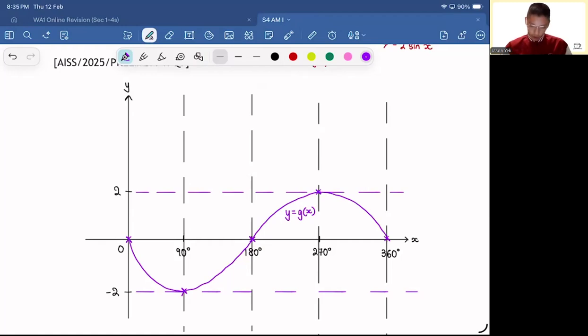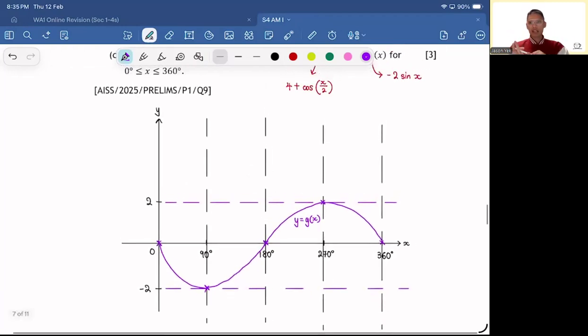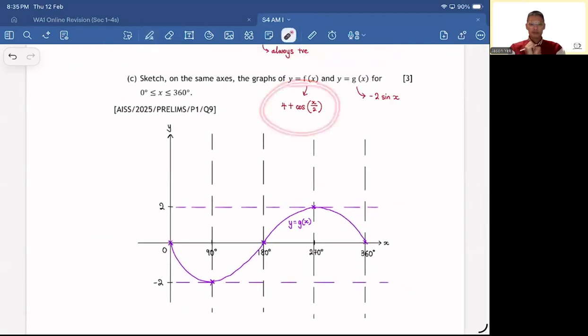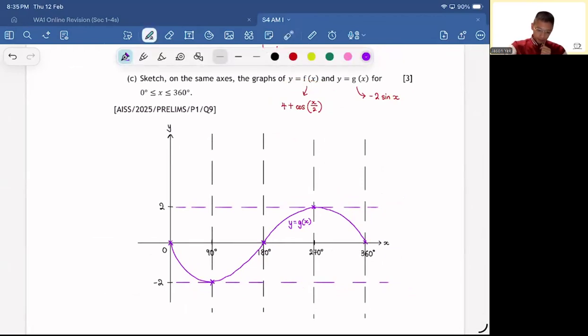Okay, and noting also for 4 plus cosine, take note this one is a bit different. The period is 720. So for this graph, I want to ask: how many periods am I sketching for f(x)? Type in the chat before I draw. I'll draw the center line first. The center line we know is 4. How many periods of the graph am I drawing for f(x)?